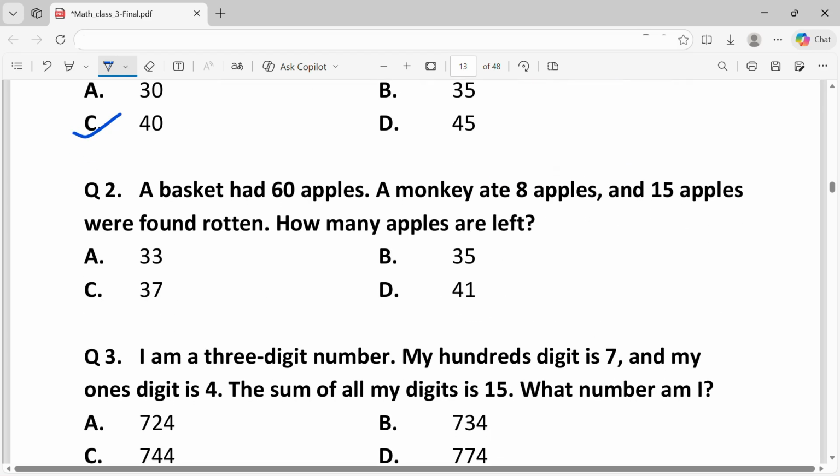Question 2. A basket has 60 apples. A monkey ate 8 apples and 15 apples were found rotten. How many apples are left? So the total apples left in the basket will be 60 minus the apples eaten by the monkey, that is 8, minus the apples which are rotten, which is 15, which is equal to 37. That is option C.